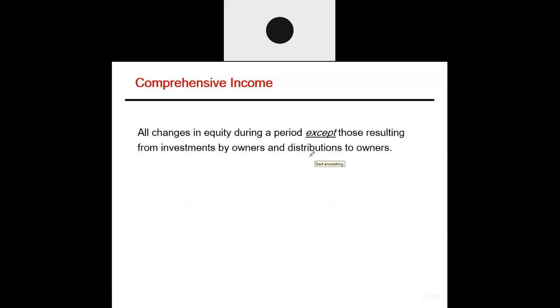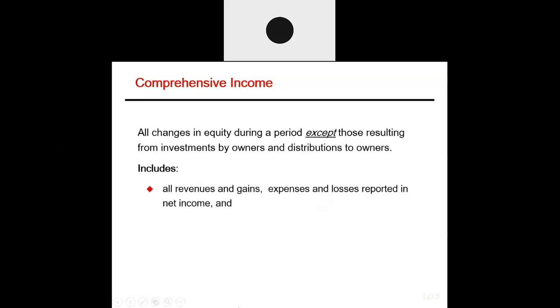So the comprehensive income includes all revenues and also gains, expenses and losses reported in the net income, and also the comprehensive income includes all gains and losses that bypass net income but affect equity.